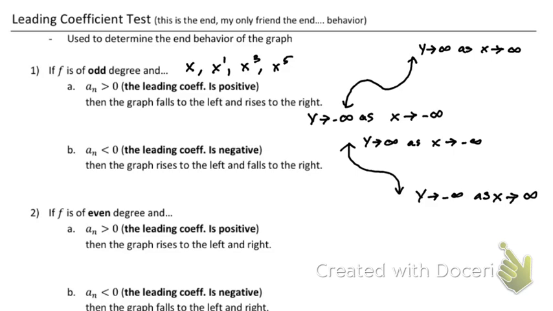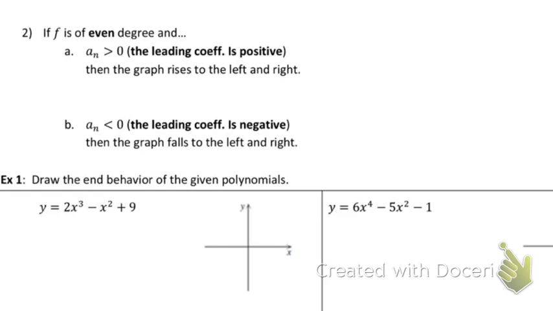What can help you remember which direction things go is just graph y equals x. That's a very basic odd function. And when it's positive, it goes from down left up high. And if it works for y equals x, then it's going to work for any odd power polynomial.